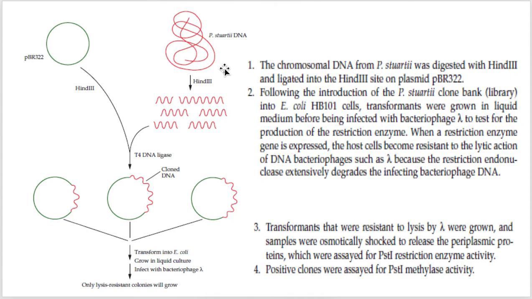PST1 enzyme. Okay, so if we can identify that DNA, then we have to insert the DNA into a plasmid. Okay, so for example pBR322, this is a plasmid. So we have to insert that DNA which encodes the PST1 gene into this plasmid. Then we have to put this plasmid, the cloned plasmid, into the E. coli.